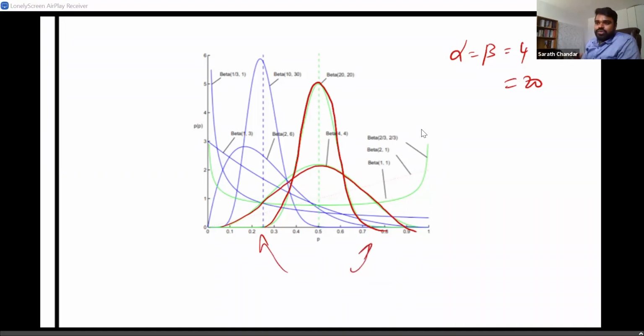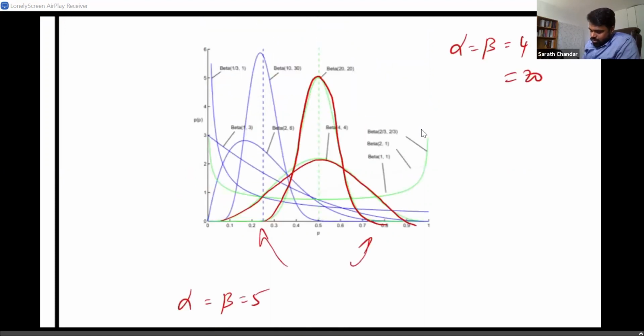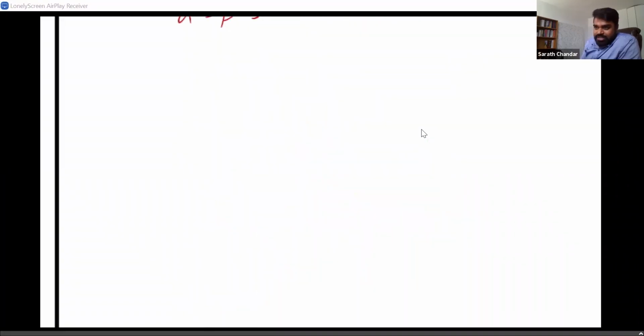So you can choose any of these alpha and beta, and that is going to give you a prior distribution. For our example, we are going to set alpha equal to beta equal to 5. This will result in a distribution which would look something like this, approximately. Is that clear?